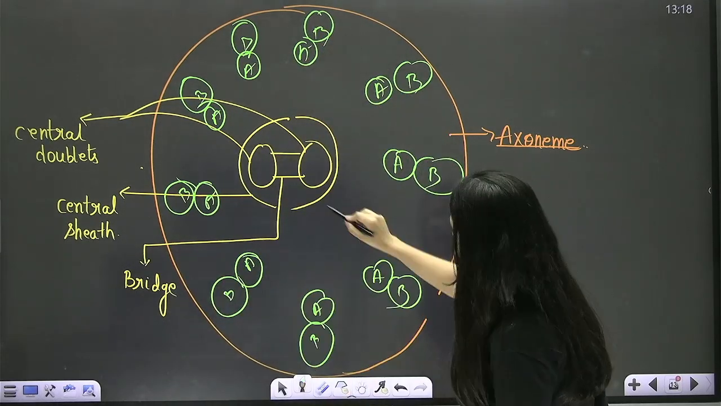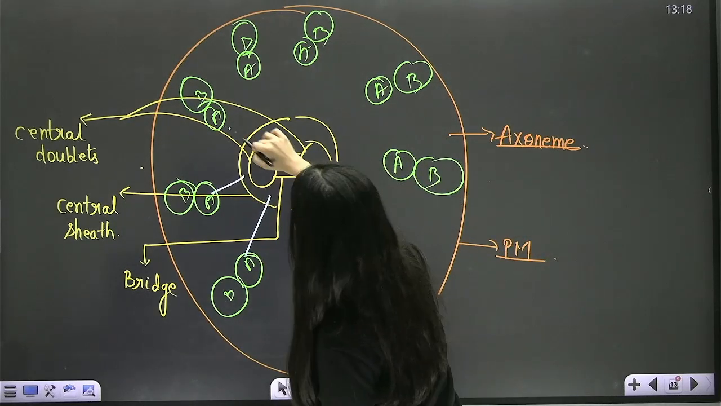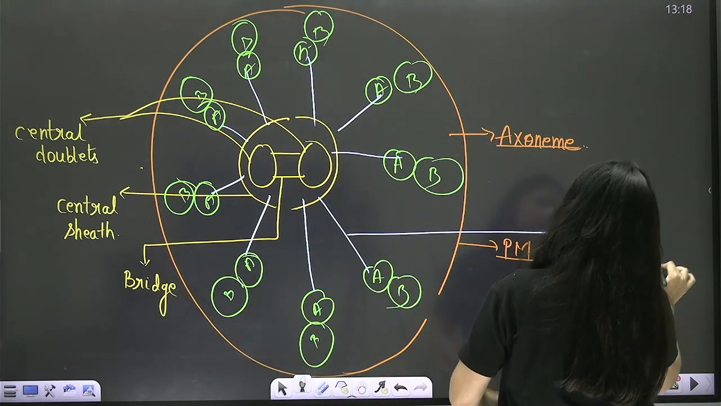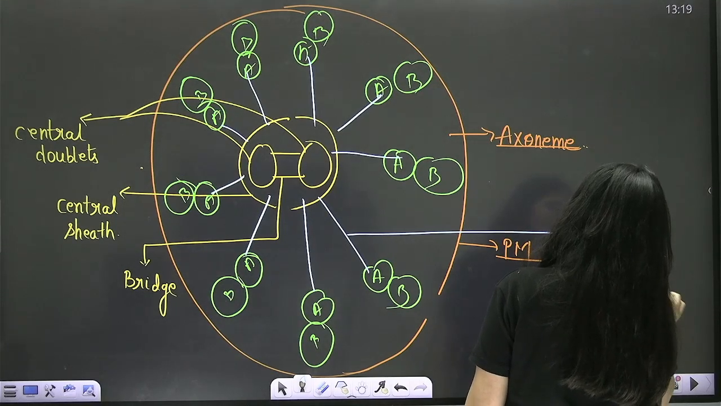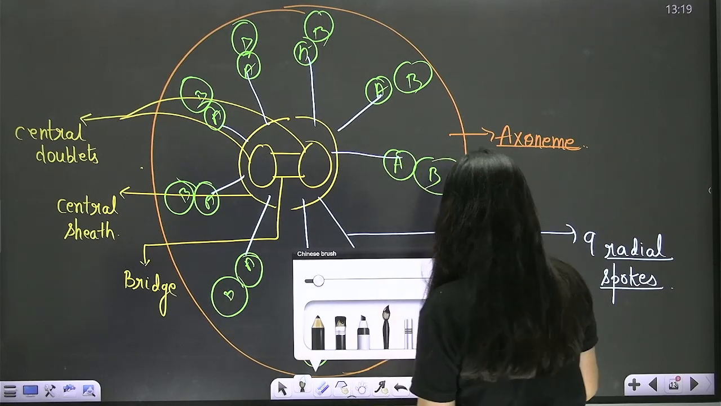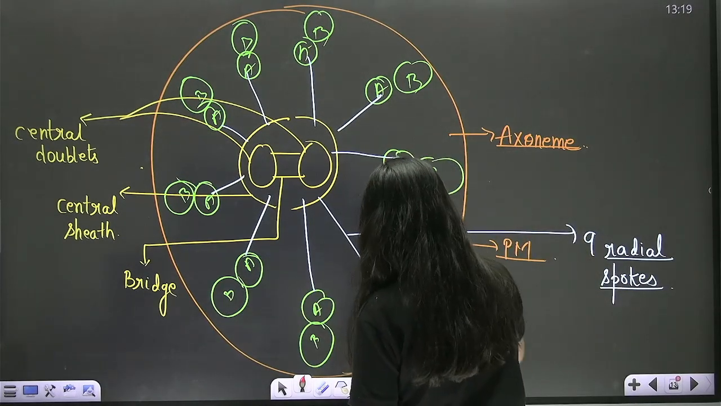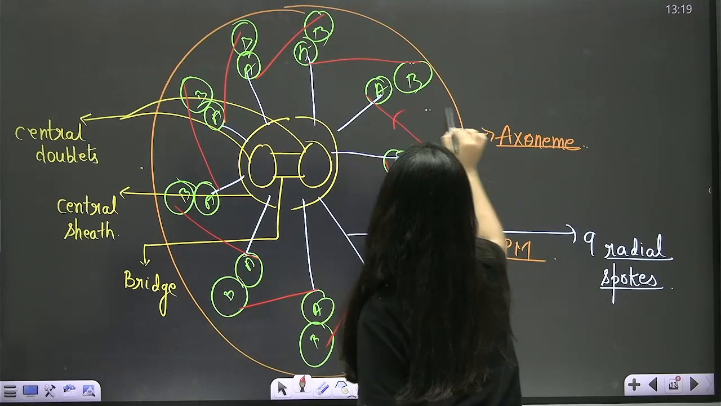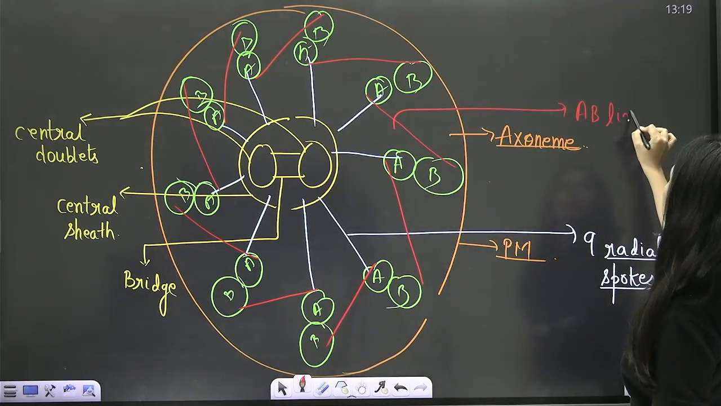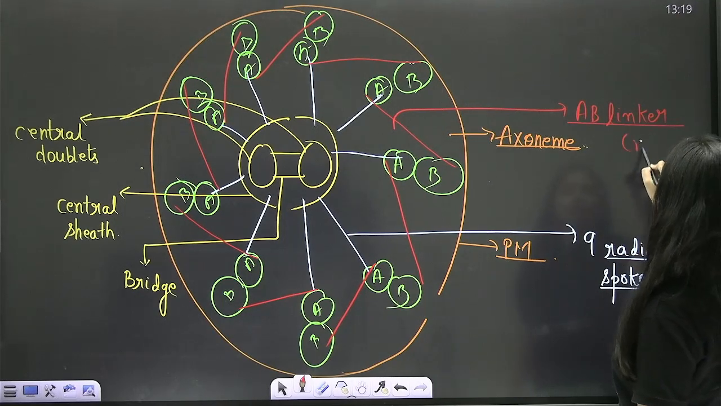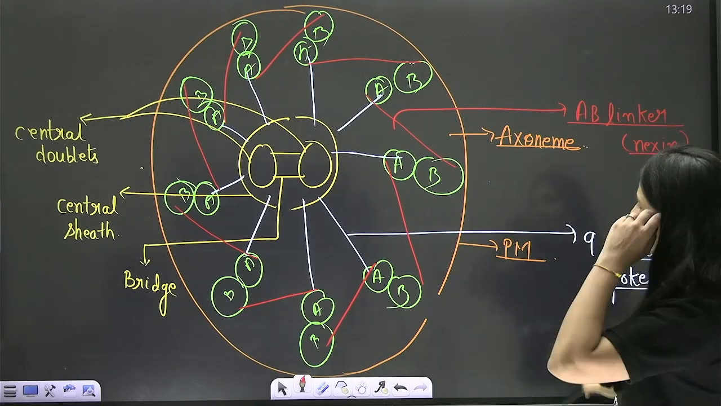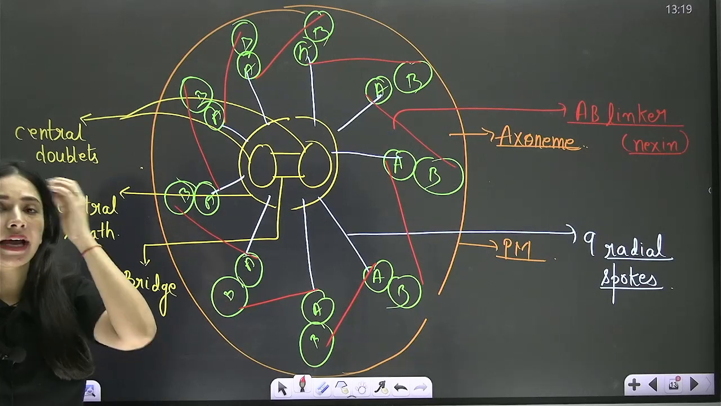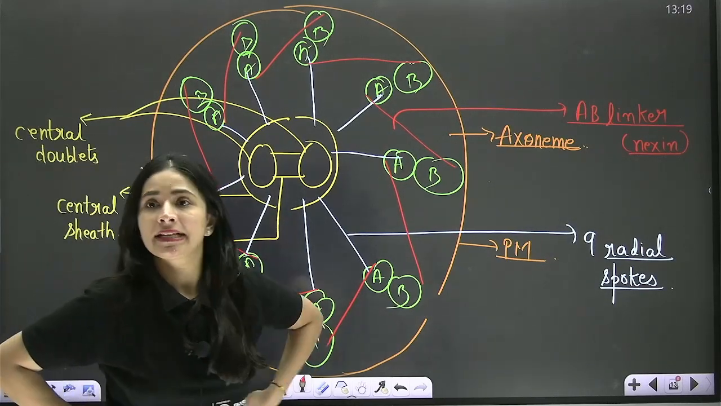Radial spokes are also present over here, connecting all the peripheral doublets to the central doublet. So again, how many radial spokes will you have? Yes, 9 radial spokes. Apart from this, they are also connected peripherally, but this time with the help of AB linker, beta. It's AB linker made up of the same protein, that is your nexin protein. So this is how the overall structure of locomotory organs cilia and flagella looks like in a eukaryotic cell.